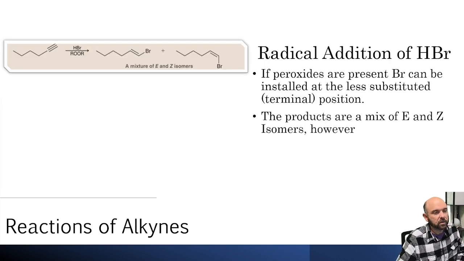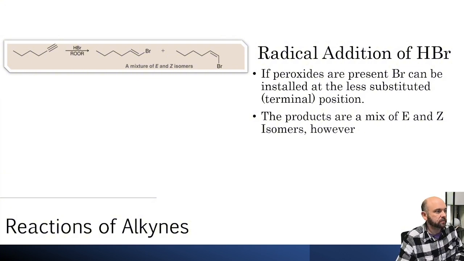As with the alkenes, if you use some peroxides to contaminate the reaction, you can use HBr and you can get a non-Markovnikov product. However, it's not that useful of a reaction because you can't control whether you get E or Z isomers and the products end up a mixture of both. And so unless you want a particular reaction mixture, which is not usually the case, it's a curious but perhaps not very useful reaction.